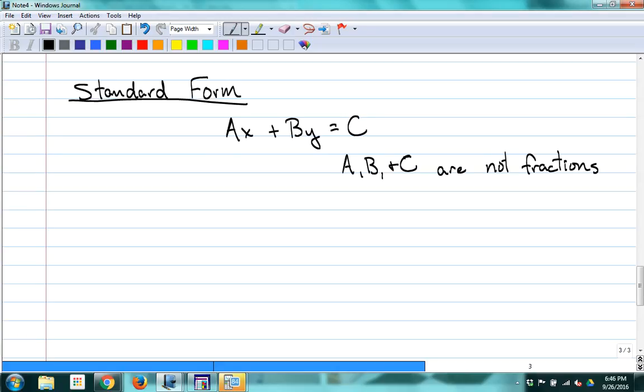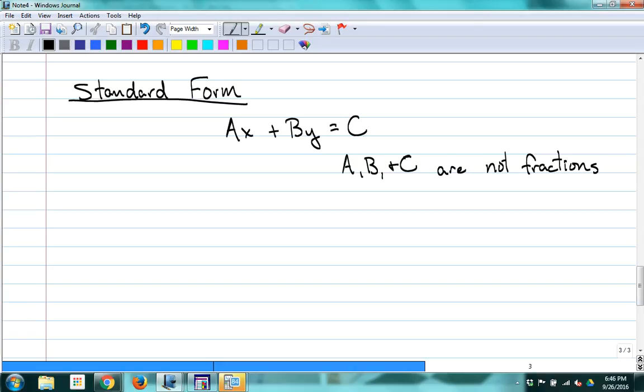Like you couldn't have a 2, a 6, and a 12 as A, B, and C because they're all divisible by 2. So you'd want to simplify and divide everybody by what they're divisible by. So that doesn't come up a whole lot. The fraction stuff kind of takes care of that, really, honestly.